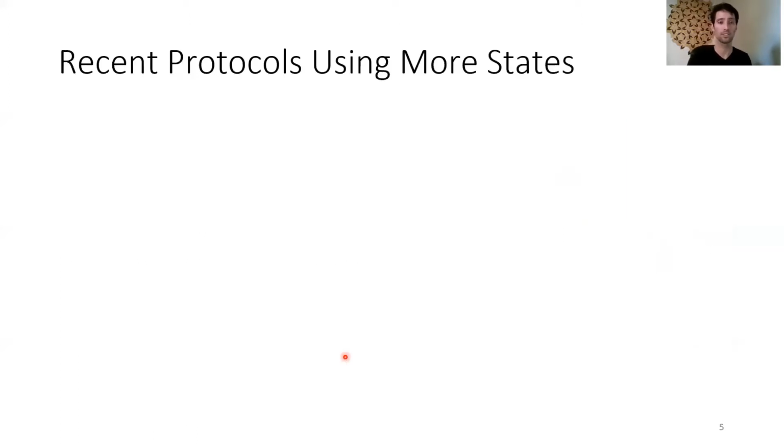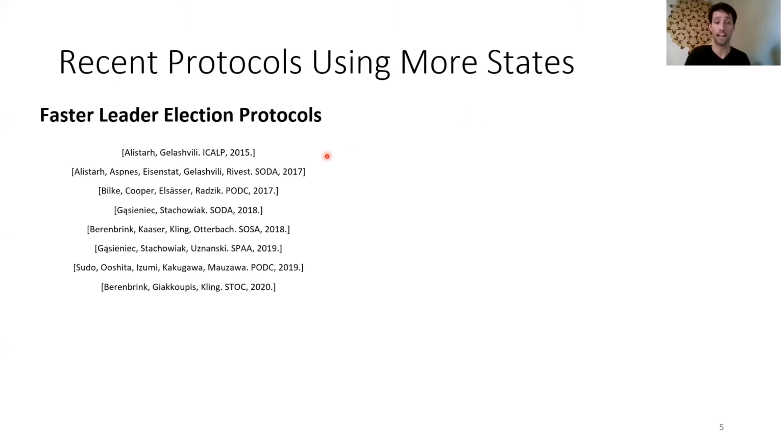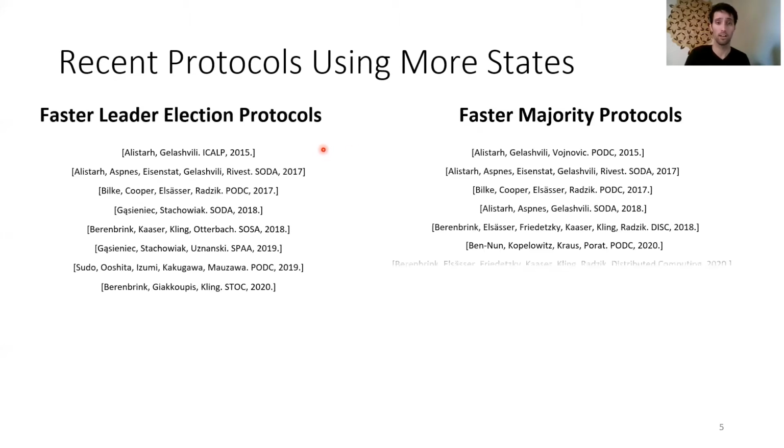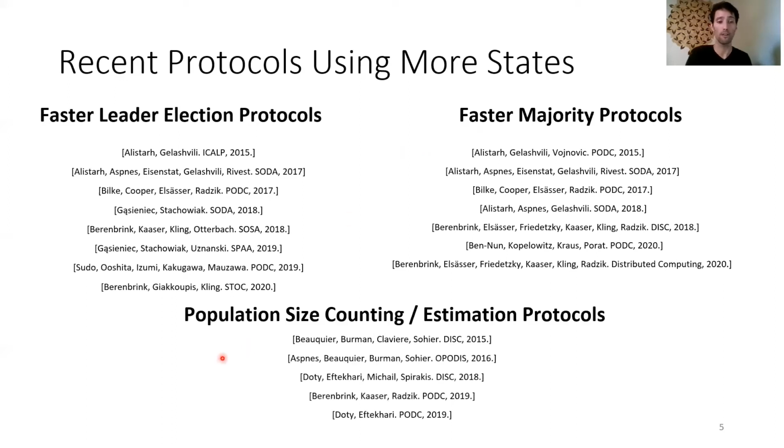Now, recent results have been expanding the model and allowing a greater state space in order to get around some of these lower bounds. They've been able to achieve faster leader election protocols, faster protocols for solving the majority problem, and also efficient protocols for the problem of population size counting, which only even makes sense if the state space can grow with n, since the agents need to know the answer.